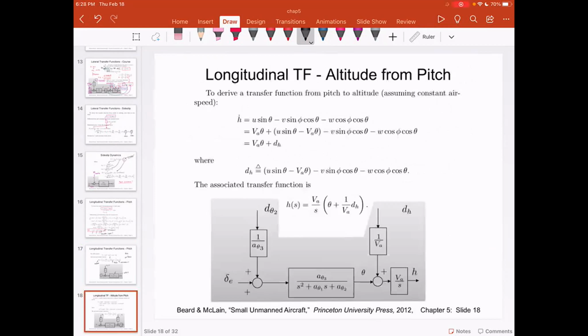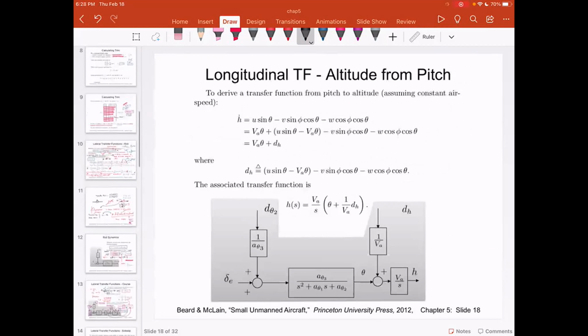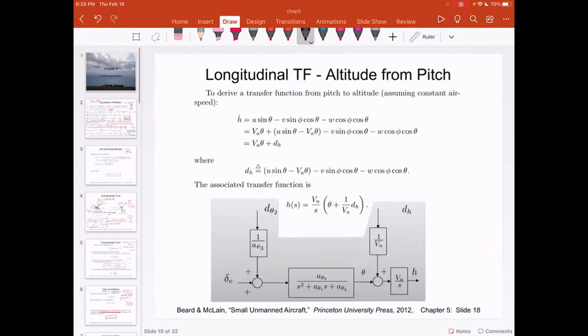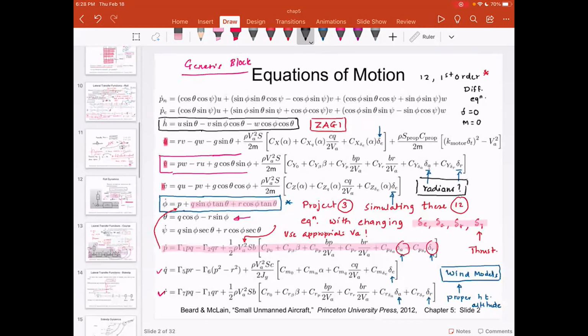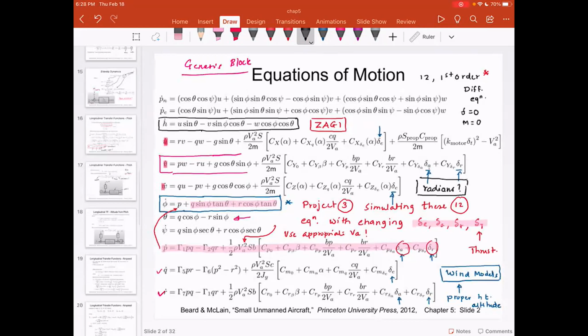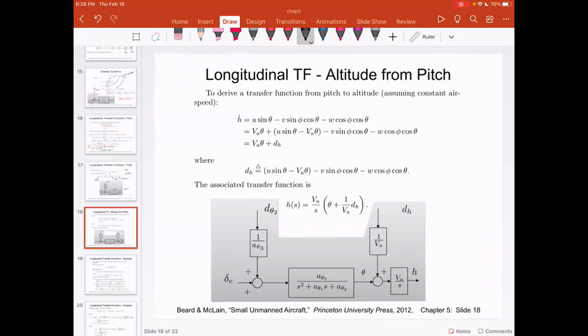Now, next part of this is how do we approximate altitude, which is the height, from the pitch? And again, we have to go back to our Genesis block. So H is the third equation. This is the equation in the Genesis block. And now we will deal with this equation. We'll manipulate this equation to get a very nice controller representation.